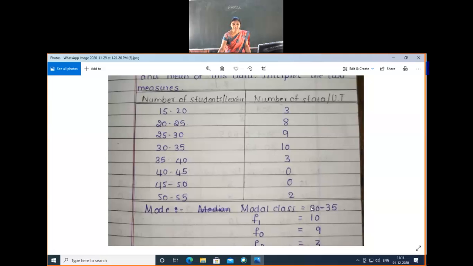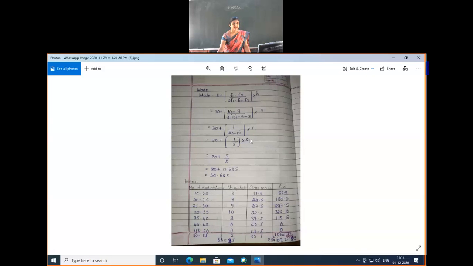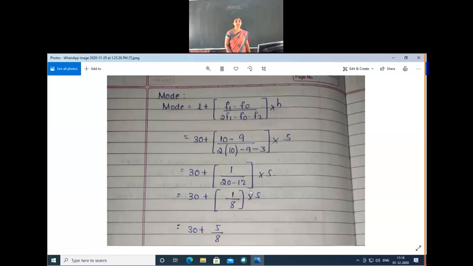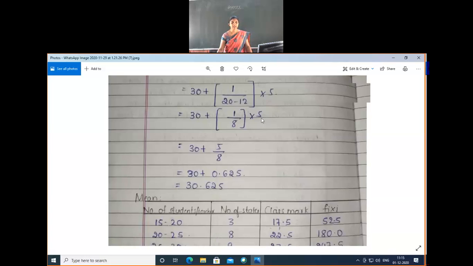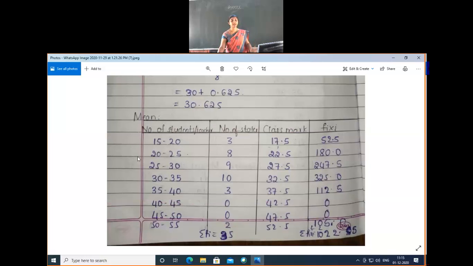The class interval is 30 to 35, the modal class. So the modal class is 30 to 35. F1 is 10, F0 is 9, F2 is 3. Now H is 5 and L is 30. Now we substitute this data in the formula: mode is equal to L plus (F1 minus F0) divided by (2F1 minus F0 minus F2) into H. So you have to learn the formula properly. Then the calculation gives 30.625.